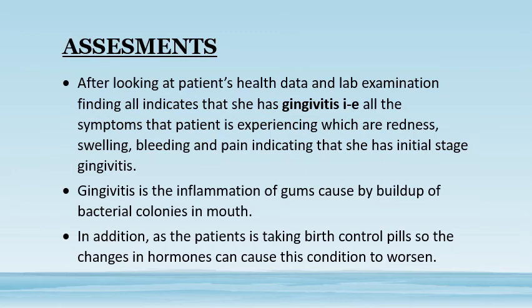As in this case, after looking at the patient's health data and lab examination findings, all indicate that she has gingivitis. That is, all the symptoms the patient is experiencing, which are redness, swelling, bleeding and pain, indicate that she has initial stage gingivitis. Gingivitis is the inflammation of the gums caused by the buildup of bacterial colonies in the mouth. Additionally, as the patient is taking the birth control pill, changes in hormones can also cause the gingivitis to worsen. Changes in hormones and smoking, all these conditions can worsen gingivitis.